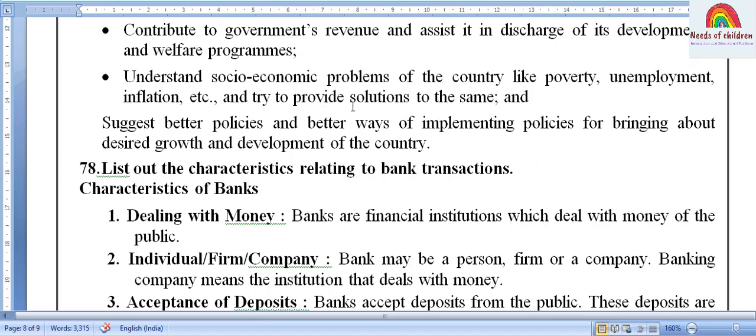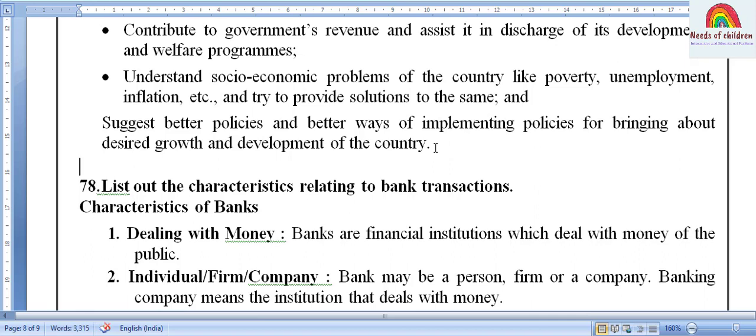Understand socio-economic problems of the country like poverty, unemployment, inflation, etc., and try to provide solutions to the same, and suggest better policies and better ways of implementing policies for bringing about the desired growth and development of the country. So these are the points for the answer. Let's move on to question number 78.